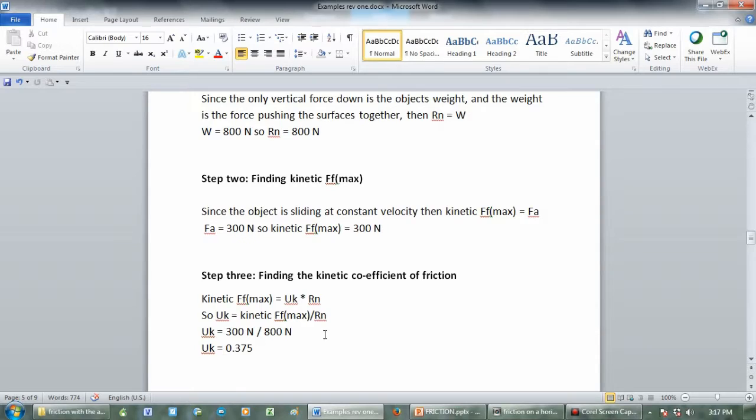Step 3. Finding the kinetic coefficient of friction. We know from our formula, maximum kinetic friction force equals the coefficient of kinetic friction times the normal reaction force. We can rearrange that formula so that the kinetic coefficient of friction equals the maximum kinetic friction force divided by Rn, the normal reaction force. So μk will equal 300 newtons divided by 800 newtons. μk, the coefficient of kinetic friction, will equal 0.375.